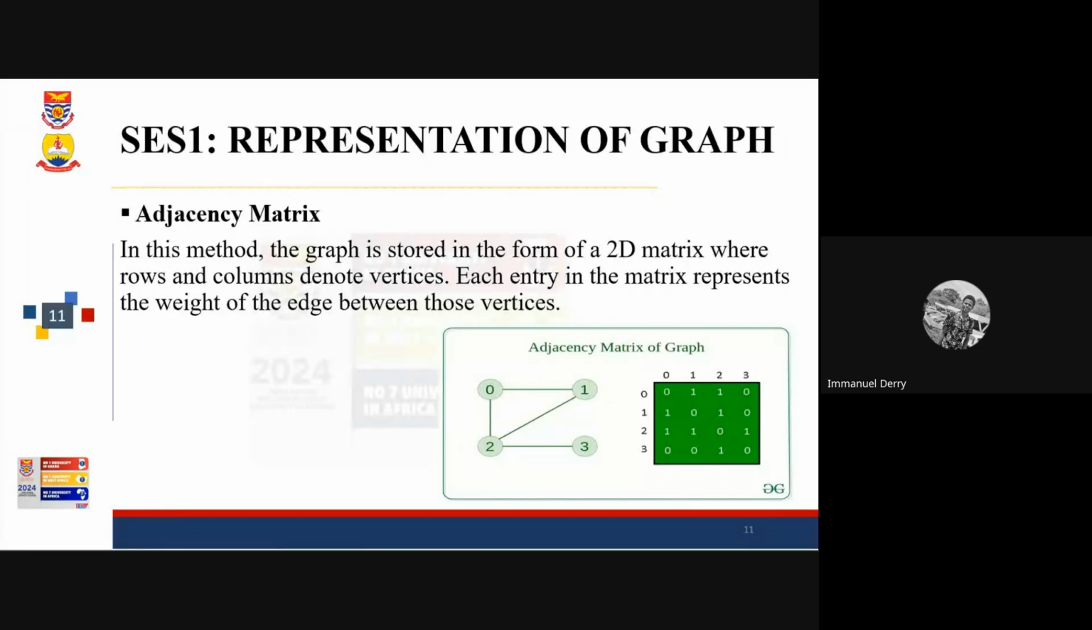Are we clear? Yes, sir. Thank you very much. All right. One other thing, apart from the directions, is that there could be a loop around one of the vertices. So you could have something like this, which means that from 0, you can come back to 0. In that instance, 0, 0 is not going to be 0, but 1, because there's an edge connecting to it. I hope it's clear.